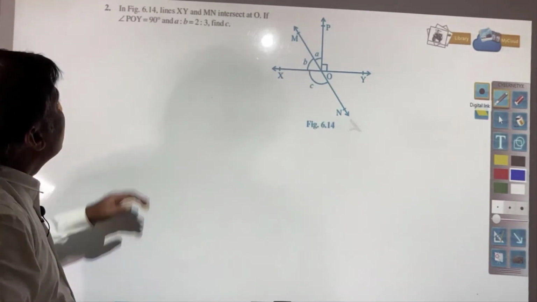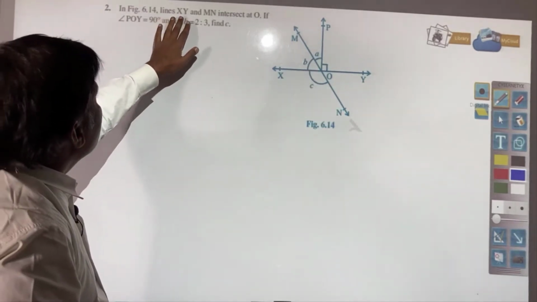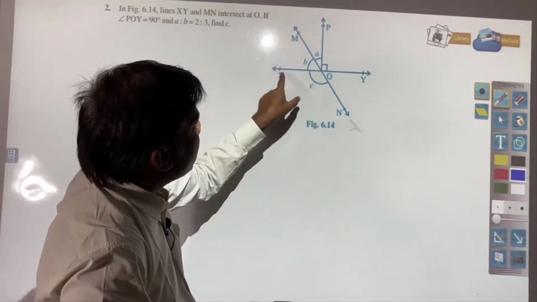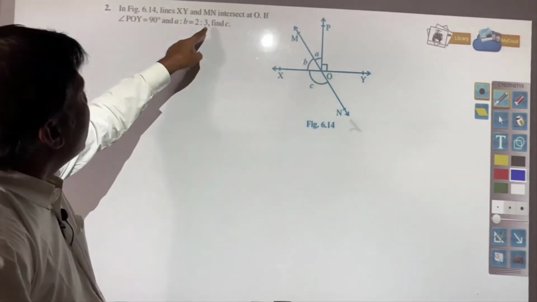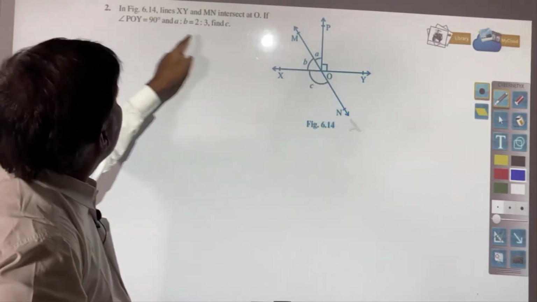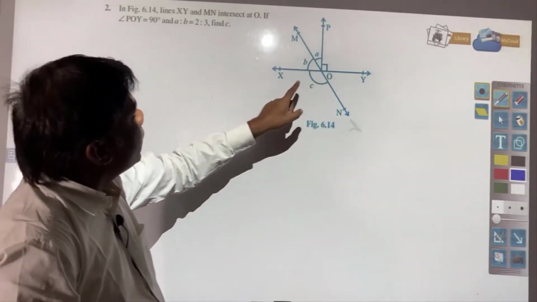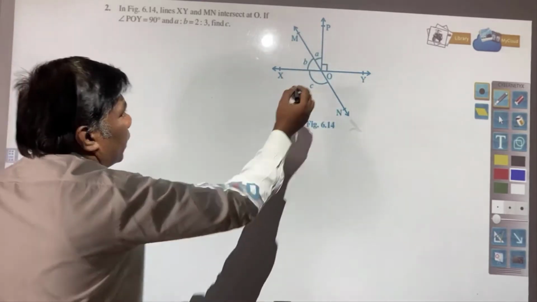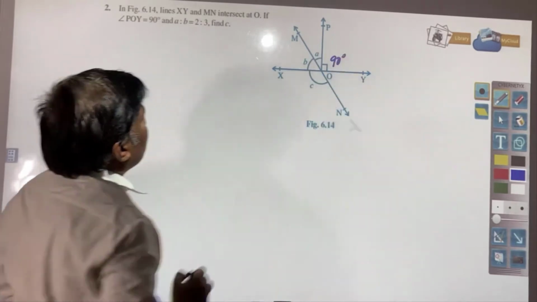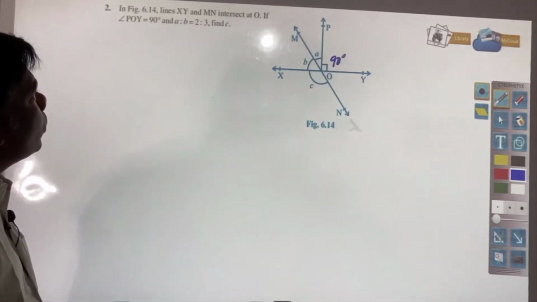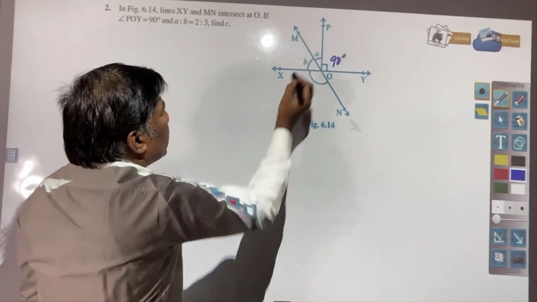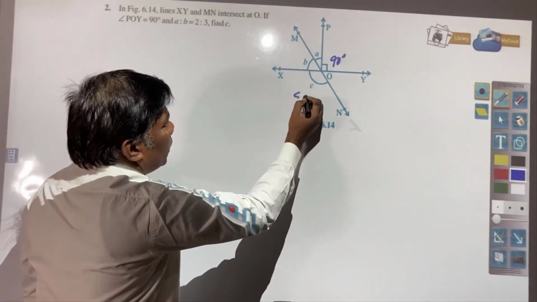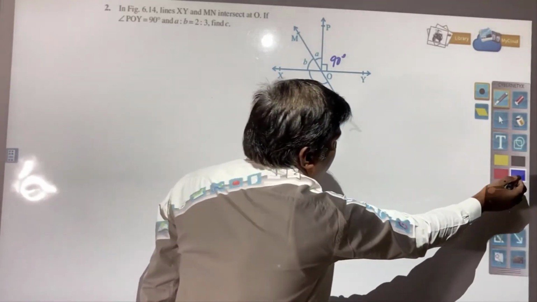Here you see lines XY and MN, two lines are there, XY and MN, intersect at O. If angle POY, here you see PO and Y, is 90 degrees. This has been given 90 degrees. A is to B equal to 2 is to 3. Find C. You need to find out C. How will we solve? You see.